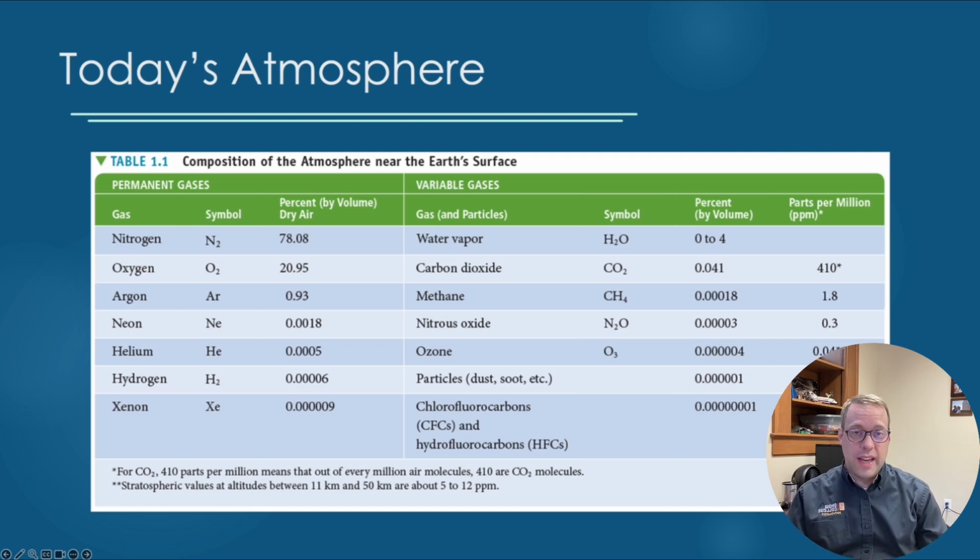We also have some variable gases, where the amount of those gases changes from time to time. Water is the most prevalent of these. Water vapor has so much variation in its concentration in our atmosphere that we have to say anywhere between 0 and 4% of our atmosphere is made of water vapor. This is the most variable gas in our atmosphere. Carbon dioxide is, of course, another big one, as is methane, and there are others such as ozone.